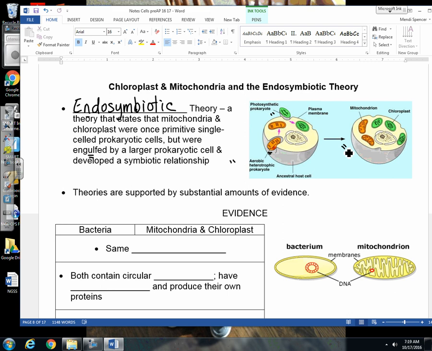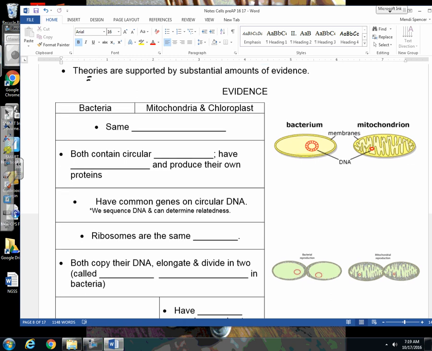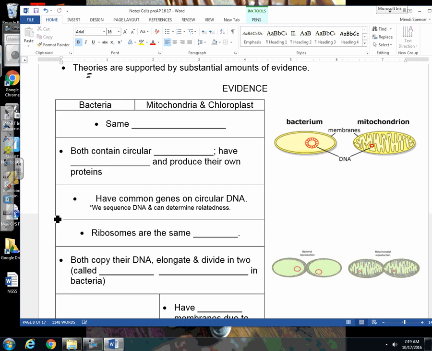As for everything in science, our theories have to be supported by a substantial amount of evidence. So here's the reason why we believe that the ancestors to mitochondria and chloroplasts were once primitive cells that lived on their own. One, if you take a look at bacteria, a prokaryotic cell, we know that it's going to have circular pieces of DNA inside of it, and we find those as well in mitochondria and in chloroplast. So they both contain circular DNA, and DNA codes for proteins. Those proteins are made by ribosomes. We talked about prokaryotic bacteria cells have ribosomes to make their own proteins, and we also see that the mitochondria and the chloroplast contain their own ribosomes, and they can produce their own proteins.